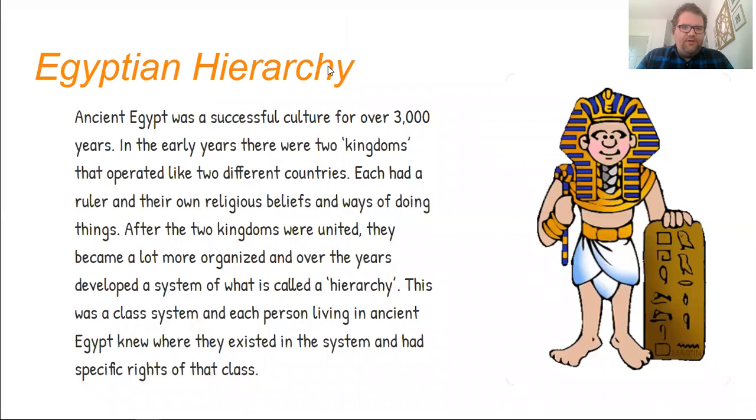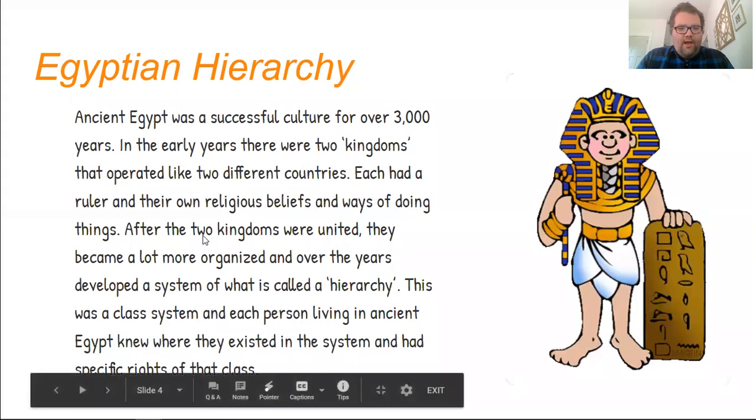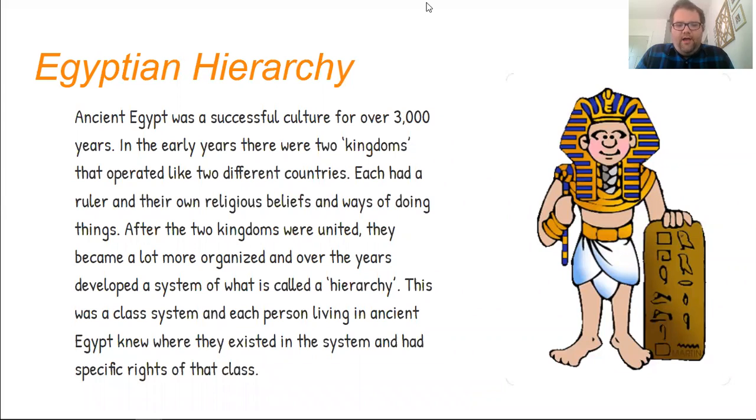So the Egyptian hierarchy. Ancient Egypt was a successful culture for over 3,000 years. In the early years, there were two kingdoms that operated like two different countries. Each had a ruler and had their own religious beliefs and ways of doing things. After the two kingdoms were united, they became a lot more organized and over the years developed a system of what is called a hierarchy.